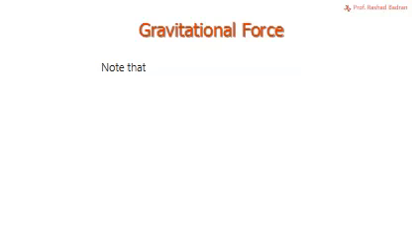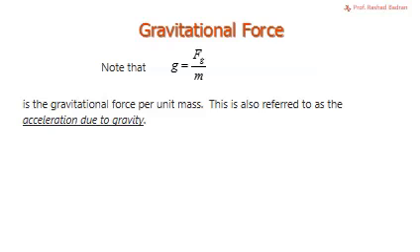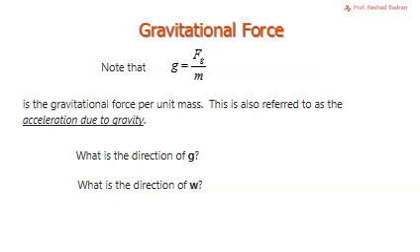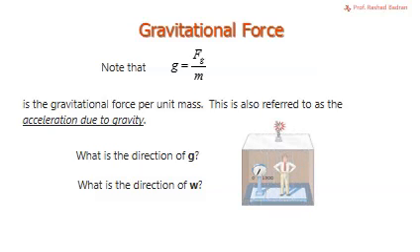Now, the acceleration due to gravity can be obtained as the force of gravity divided by the object's mass m, and obviously this g is usually called the acceleration due to gravity, which has a value, as we said before, of 9.8 meters per second squared, and it's directed downward, the same as the direction of the weight, as you know.